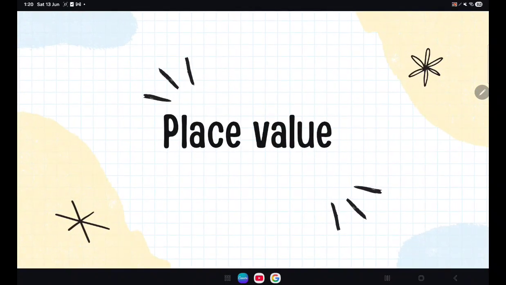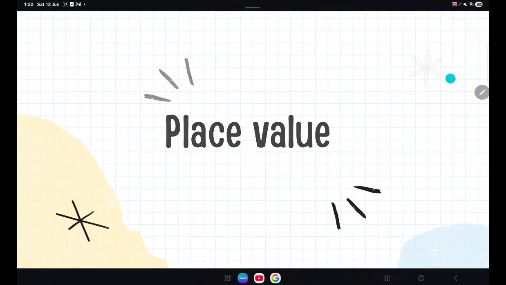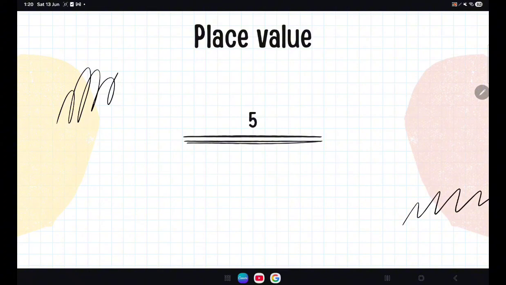Now we will be moving on to place value. So here we have the number 5. And 5 only has a ones place, so 5 is a ones, or we could call it a unit. Now if it is a unit or just a ones, that means that it's a 1-digit number.